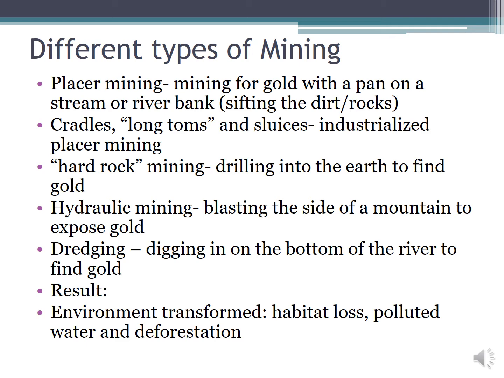So placer mining, the first type, was also the type of mining in California that lasted the least long, because all of the surface gold in California was essentially gone after the first 2 years of the gold rush, because people had gone in and just picked it clean.